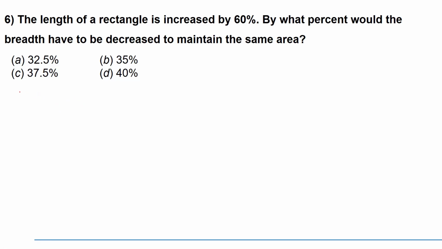In the first method, the length and breadth are given by L and B. The length of the new rectangle is increased by 60%. Therefore, it is 1.6 L. And we have to find out what is the new breadth such that the area is the same. That is, L into B is equal to L1 into B1. Therefore, we shall substitute these values. LB is equal to L1, which is 1.6 L, into B1.